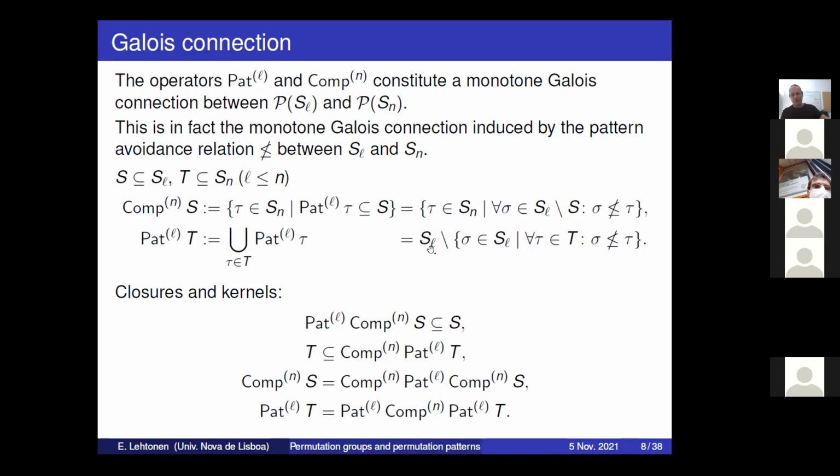And as such, as for any Galois connection, there will be the related closure and kernel operations, and the general theory of Galois connections tells us that there are certain nice equalities or subset inclusions that hold. Anyways, the point is that if we compose these two maps, pat comp will be a kernel operator and comp pat will be a closure operator. And then it might be interesting to see what the kernels and closures are.